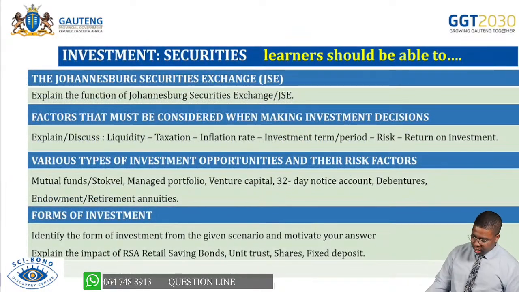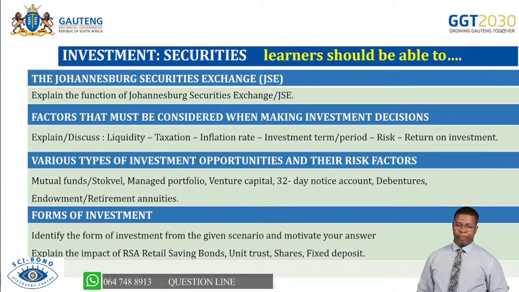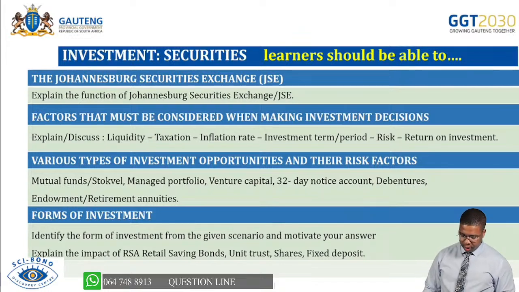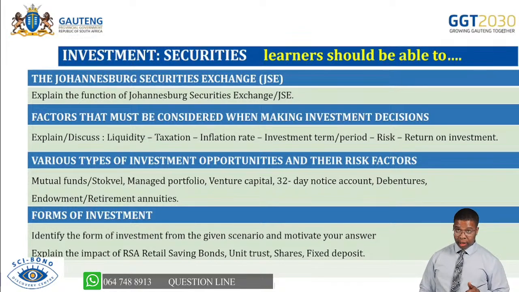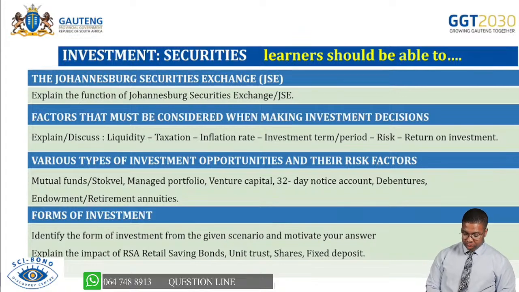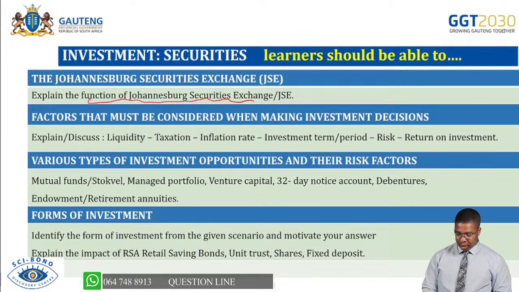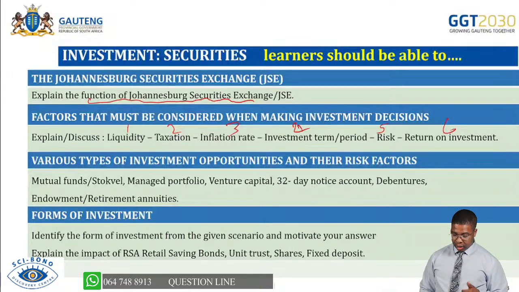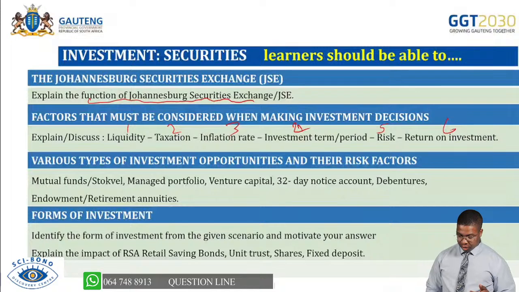Now let us look into investment securities. What should you know there? This is still under question 2, business venture. What you should know there is the explanations of the functions of the Johannesburg Security Exchange. You should know the explanation. Know 5 points so that you are safe. And then you should further know what factors to be considered. How many do you have? You have 1, 2, 3, 4, 5, and 6. Liquidation, taxation, inflation rate, investment term, risk, and return on investment.